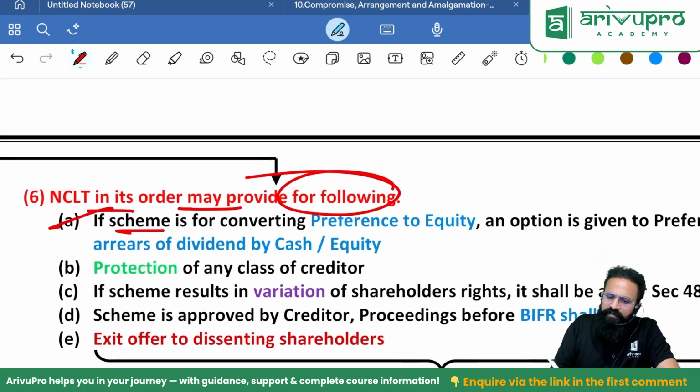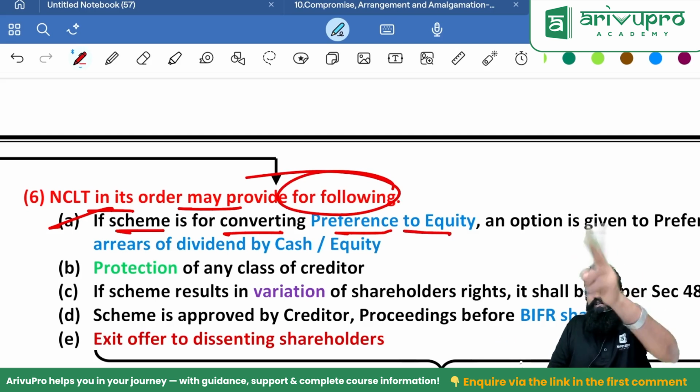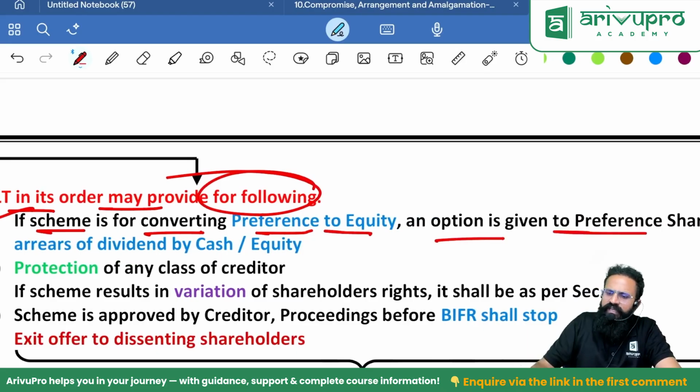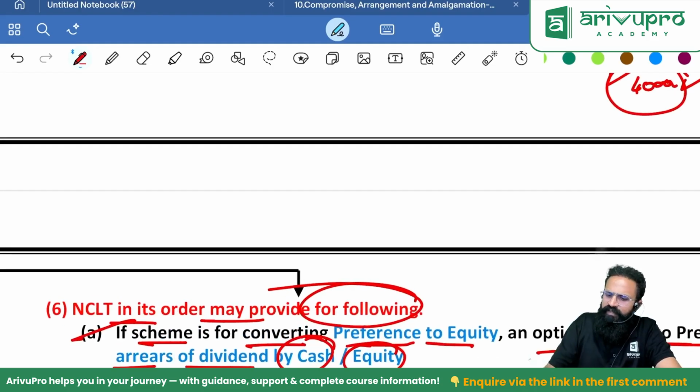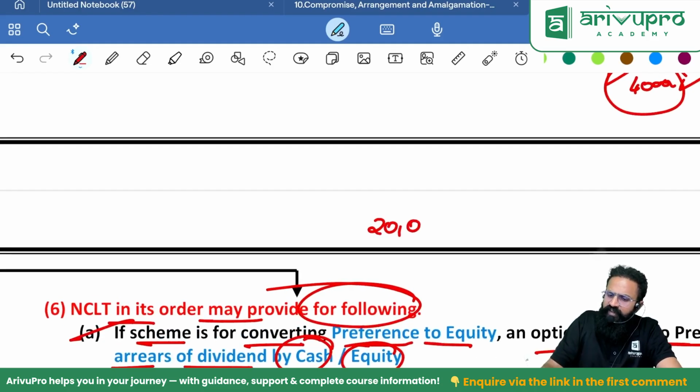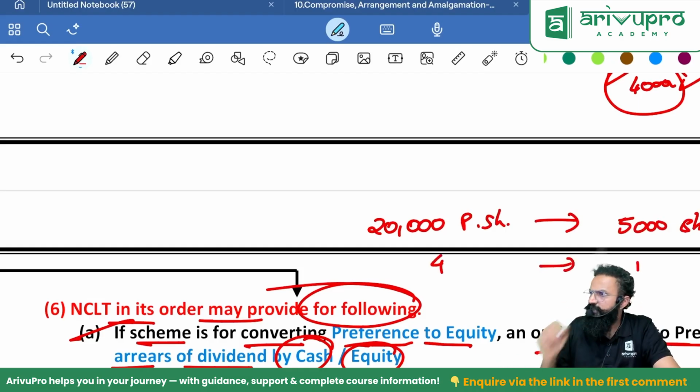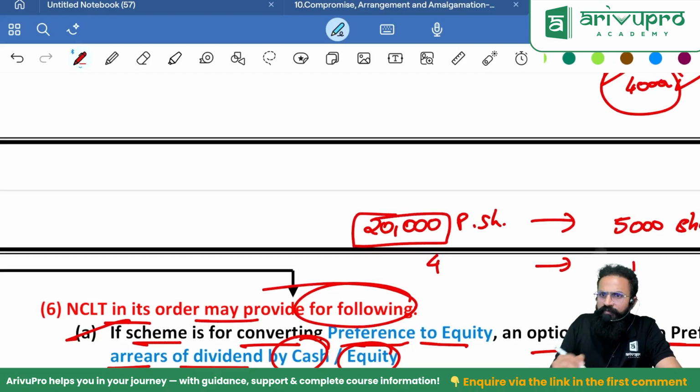First one: if the scheme is for converting preference to equity, which is the arrangement they are doing, an option will be given to the preference shareholders to collect the arrears of dividend by cash or equity. What do you mean by that, sir? We are converting, say for example, 20,000 preference shares to some 5,000 shares. That is, for every 4 shares, you will get 1 share. That's the proportion. On these 20,000 preference shares, there is an accumulated dividend of, say for example, 20 lakh rupees.